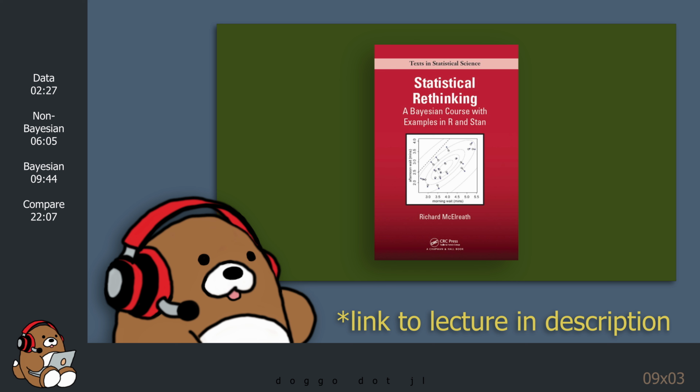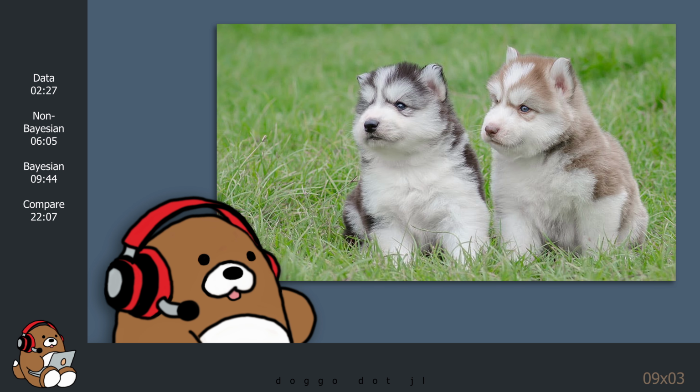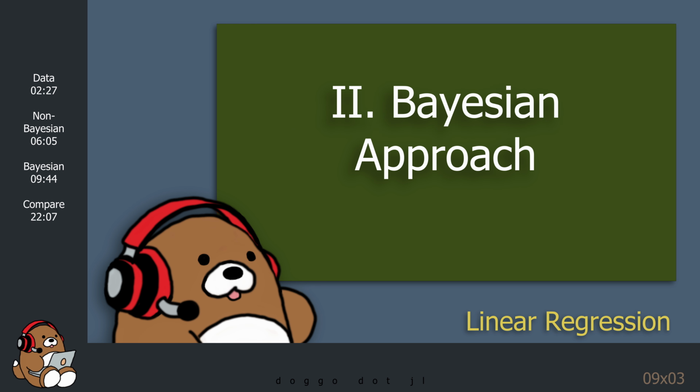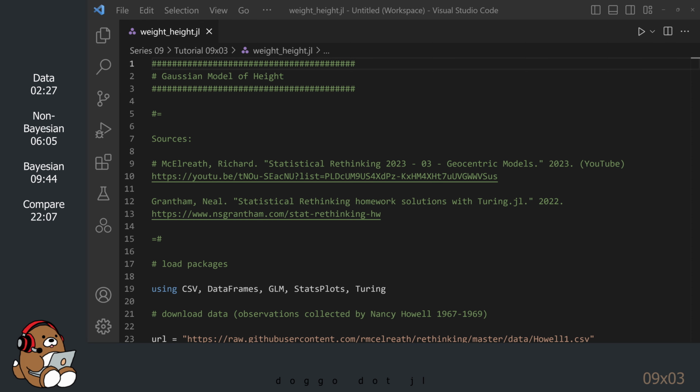This tutorial is inspired by a Richard McElreath lecture covering his book, Statistical Rethinking. This tutorial is split into two parts. The first part will cover a non-Bayesian approach to linear regression, and the second part will cover a Bayesian approach to linear regression. In the interest of time, I've prepared some code in advance so we can spend more time going through the Bayesian approach.